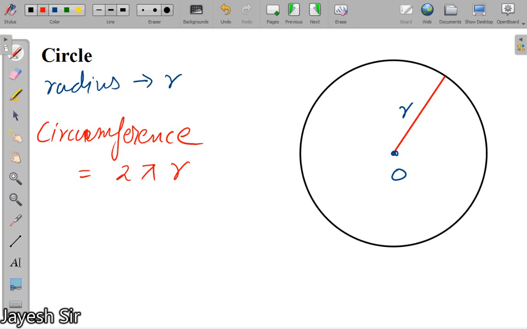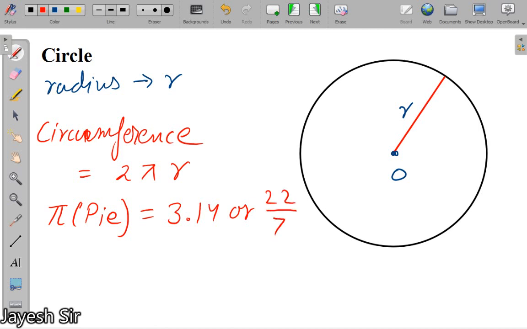Here pi is a constant. Its value is either 3.14 or 22 upon 7 as given in the question. The value of pi will mostly be given to you in the question, or at the start of the exercise, and you will be using that value of pi unless mentioned otherwise.